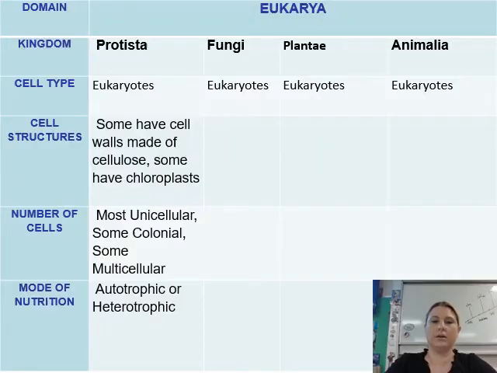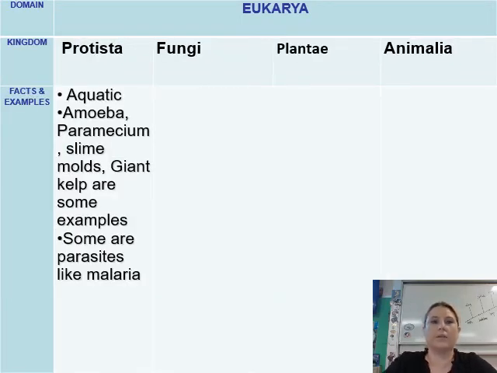Okay. All right, so I'm going to have you go ahead and fill this in for Protista. Take a moment, fill it in. I'm going to move on to the next one. You can pause it so you can fill it in. Our facts and examples are there. Again, pause it so you can fill it in because I'm going to quickly move to the next one.